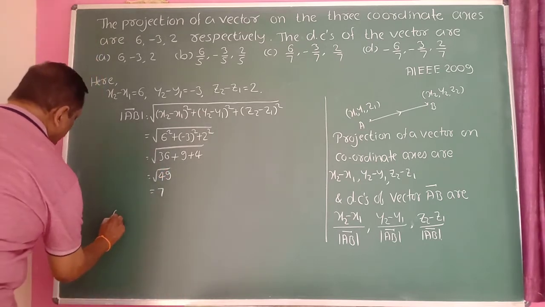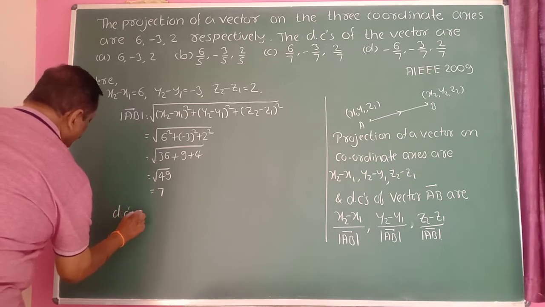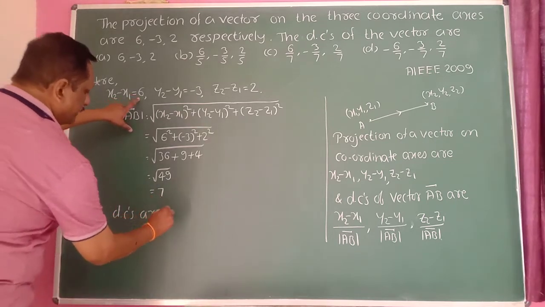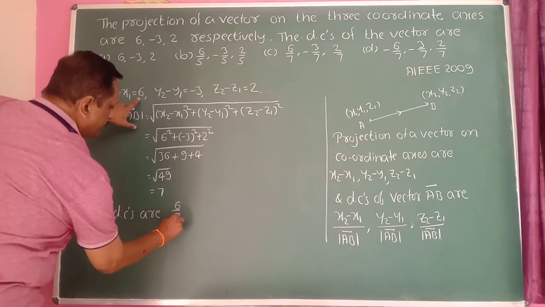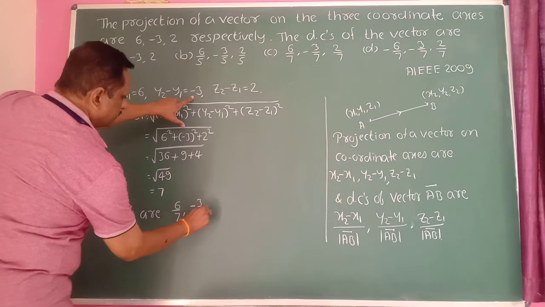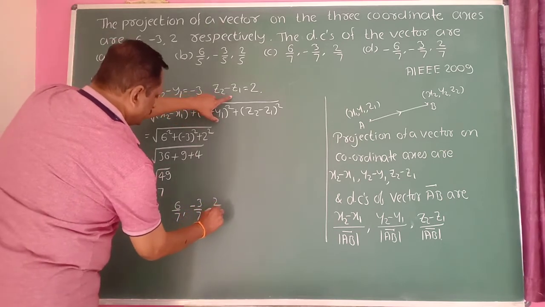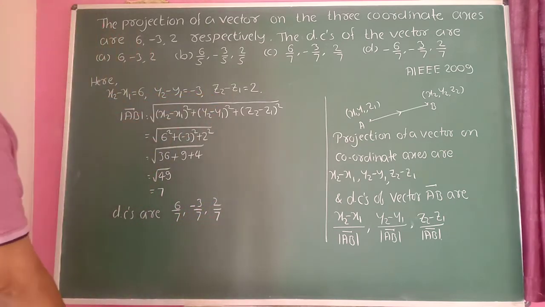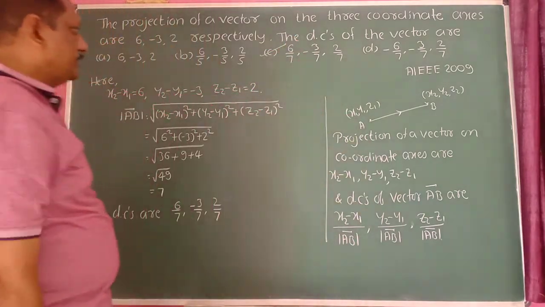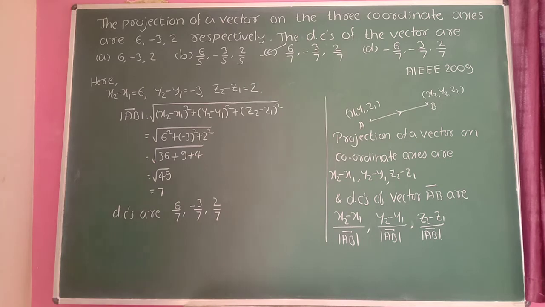Therefore, the direction cosines are 6 upon 7, 6 divided by 7, minus 3 upon 7, minus 3 by 7, and 2 divided by 7. Then obviously the third option is correct: 6 by 7, minus 3 by 7, 2 divided by 7.